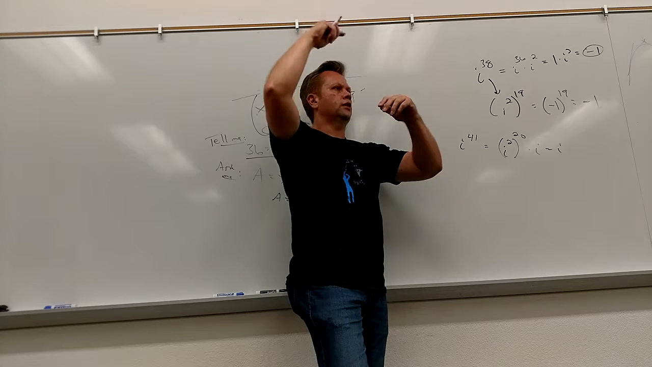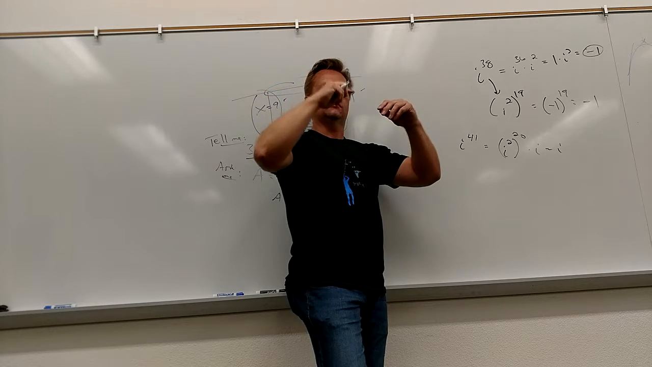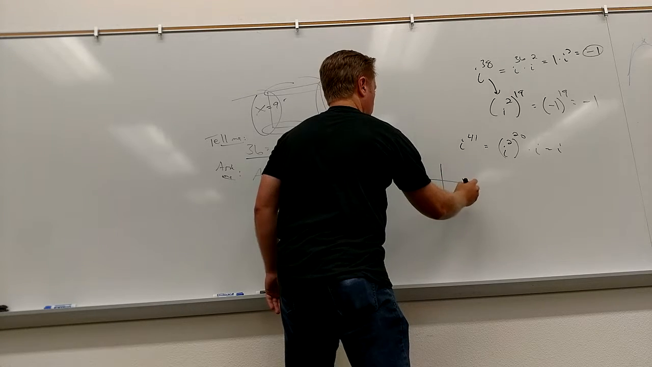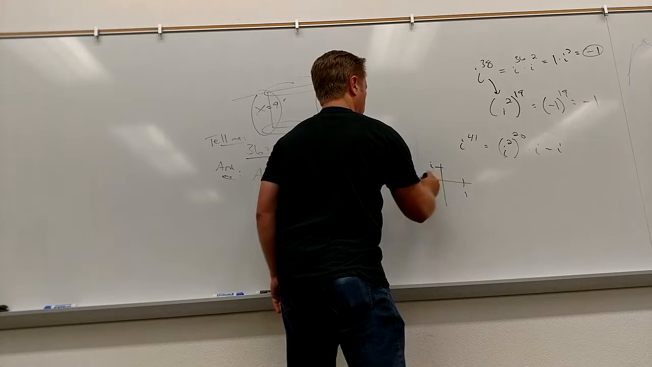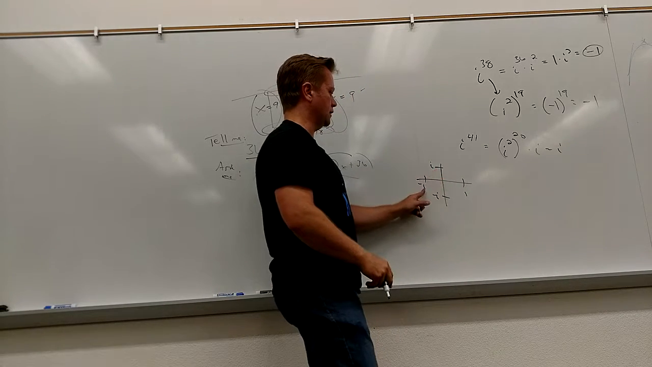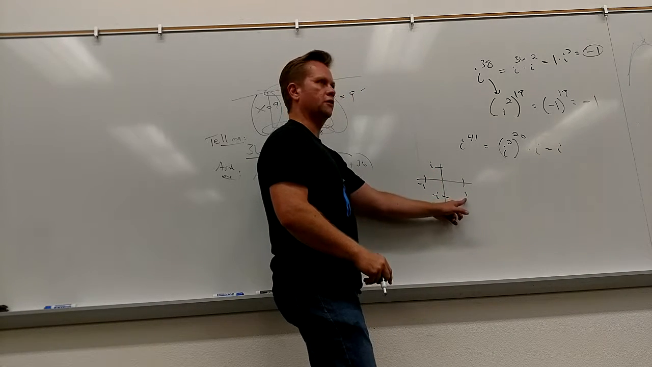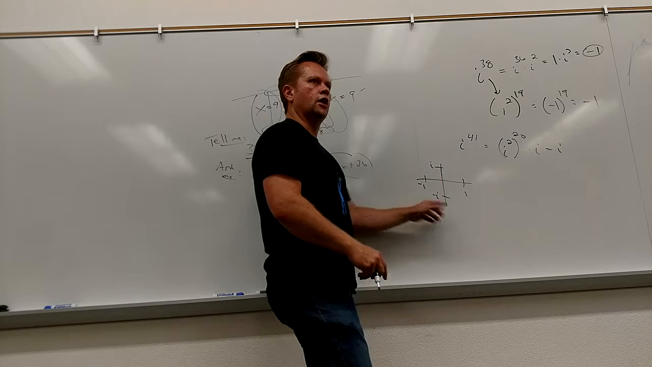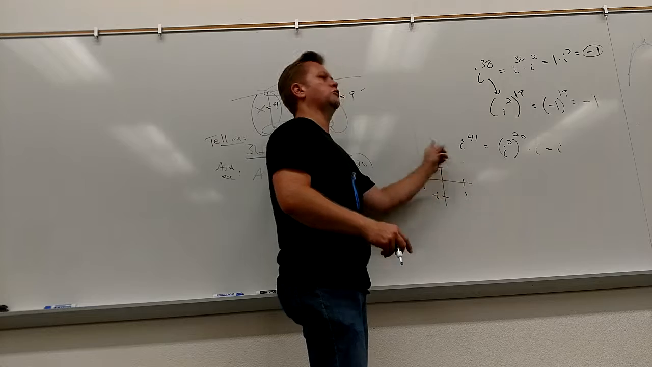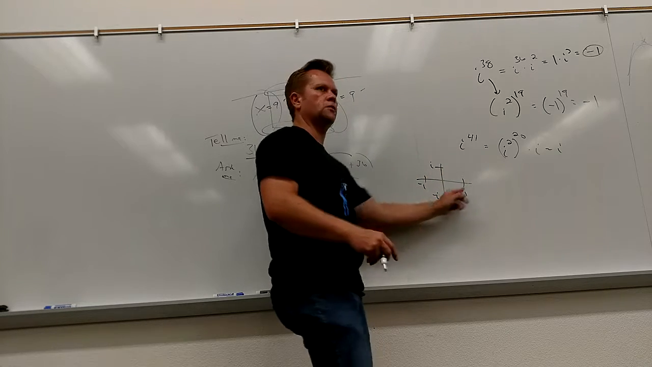i to the first, i to the second, i to the third, i to the fourth. Right? And if you just remember, here's i to the 0, i to the first, i to the second, i to the third, i to the fourth, i to the fifth, i to the sixth, i to the seventh. That's why every 4 kind of circles back to 1 again. Every 4 circles back to 1 again.